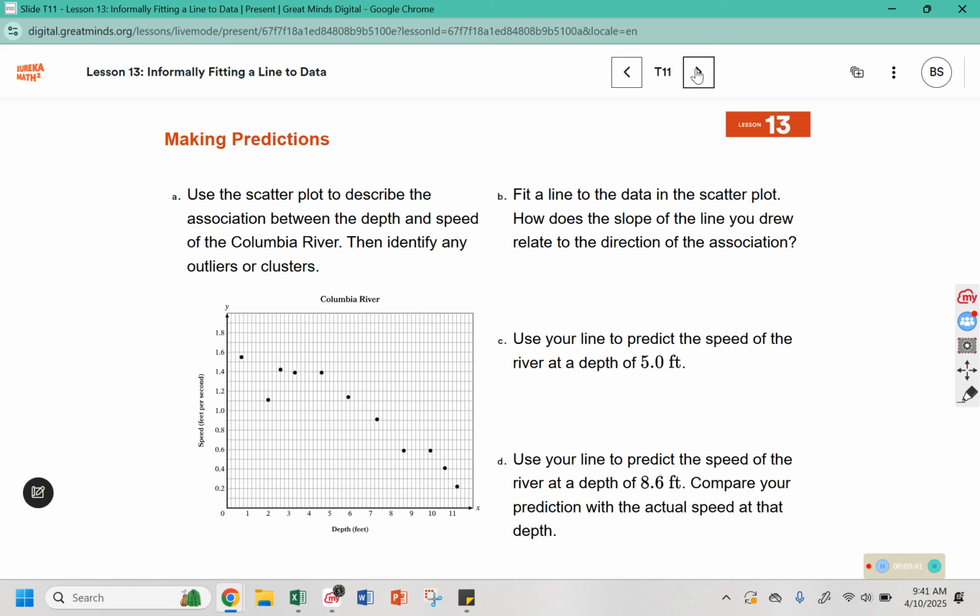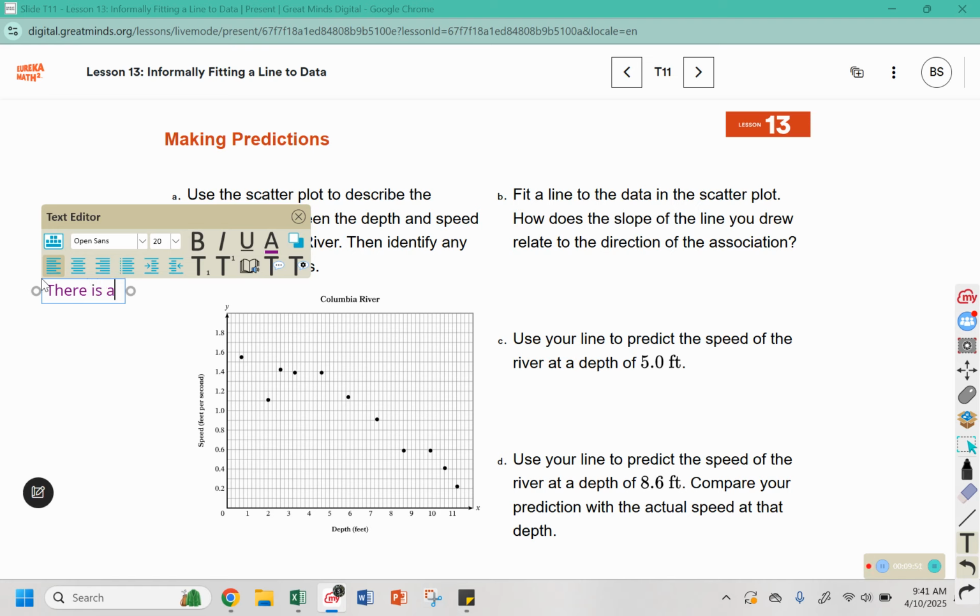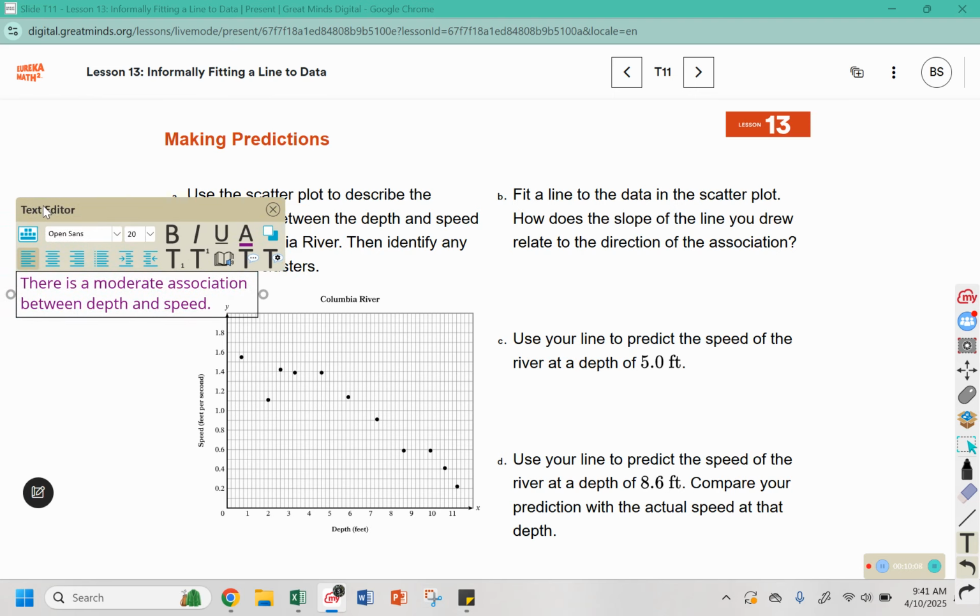So this isn't a very strong correlation or association, but there is a moderate association here. We need to make a note of the association. So we would say it is a negative linear association.